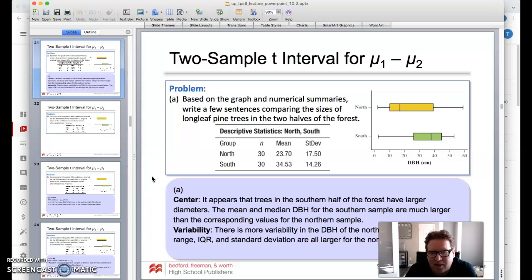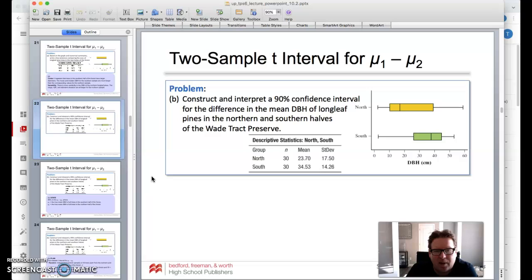I would definitely say that, as 34 is a little bigger than 23. The mean and the median for the southern sample are much larger than the corresponding northern ones. Now, variability seems to be a little bit more than the variability in the north. The interquartile range and standard deviation are all larger in those cases. So we've compared those things.